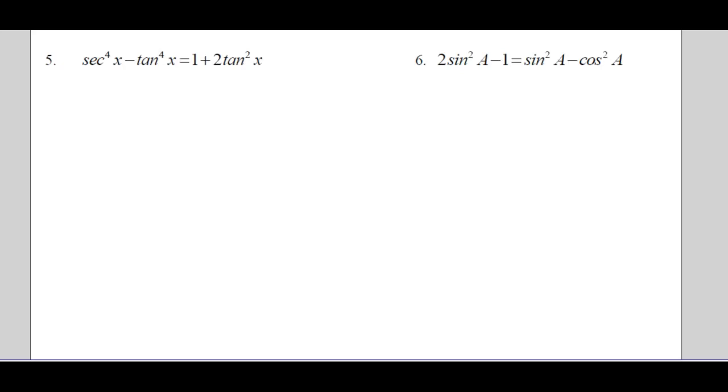Take a look at your formula sheet. You have no identities with an exponent 4. But on that left side, I see it's a difference of two terms that both are exponent 4. So when we have a difference of perfect squares, think about factoring. So take that left side. You can do this different ways and factor it.